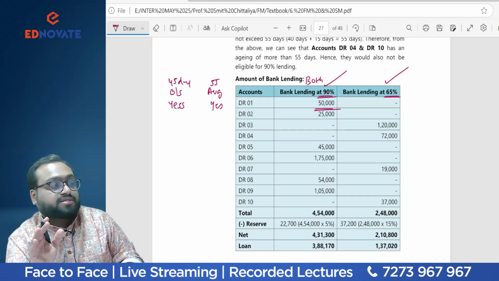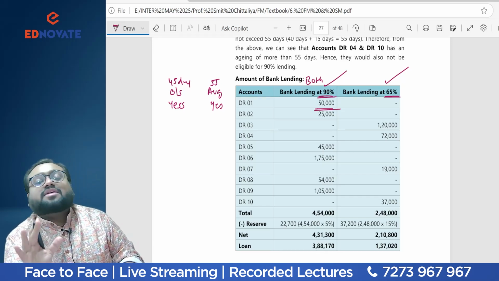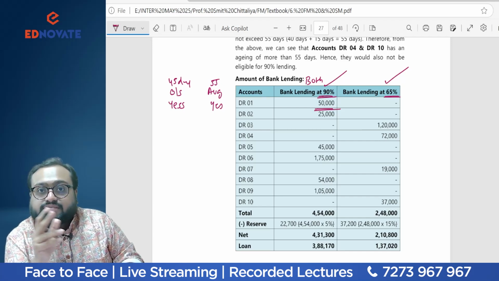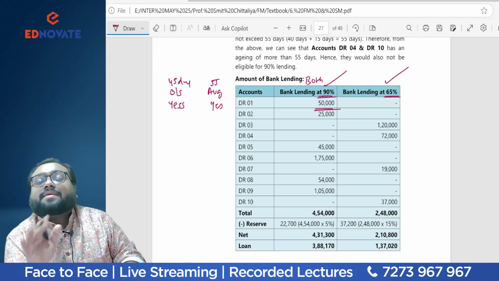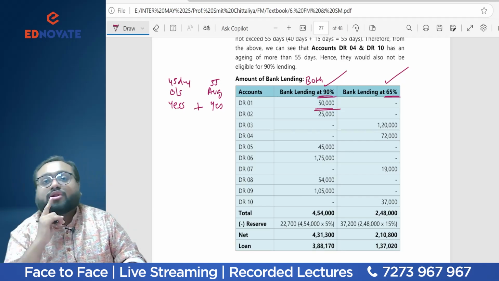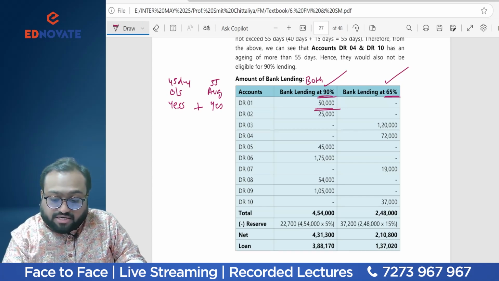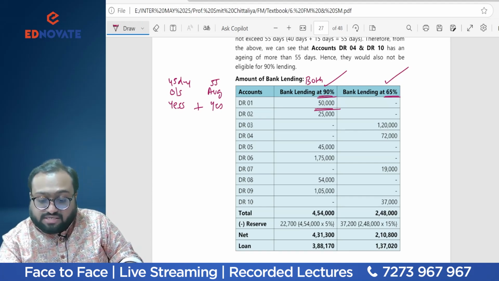Have you understood, students? Current outstanding should not be more than 45 days and average payment should be done within 55 days. So DR1 is having current outstanding of 37 and in the past he has made average payment in 40 days. So both the conditions are yes, that is why he is eligible for 90% of the loan. If both the conditions were not satisfied, he might fall in 65%.